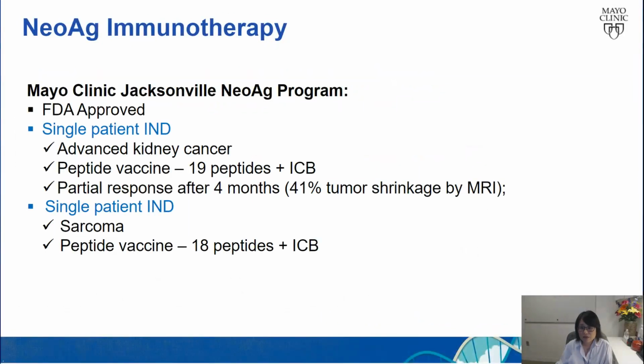Currently, we have two N=1 compassionate use neoantigen vaccine trials. The first is for a kidney cancer patient. 19 neoantigens were delivered to the patient, and the patient achieved partial response after 4 months, with more than 40% of tumor shrinkage at multiple sites.